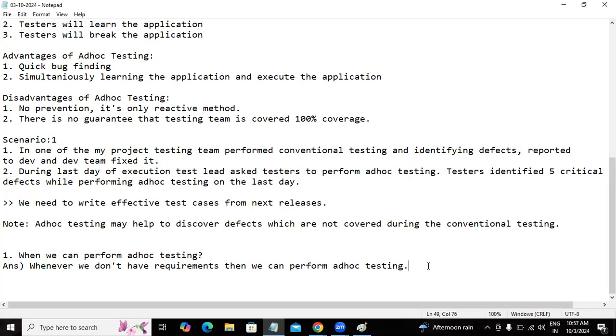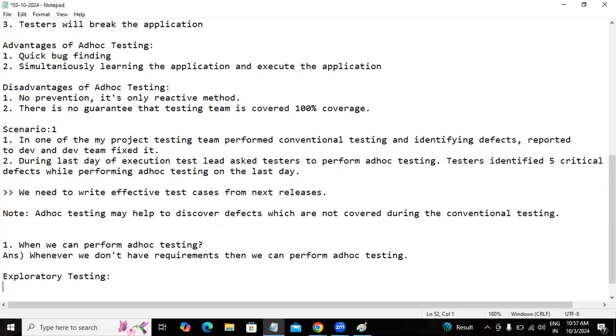Okay, so this is conventional testing and Adhoc testing. And we have one more testing, exploratory testing. Okay, exploratory testing. So what is meant by explore? Amit, what is meant by explore?